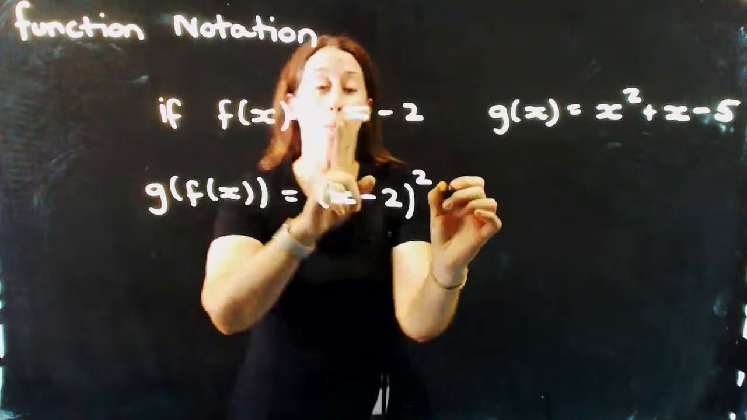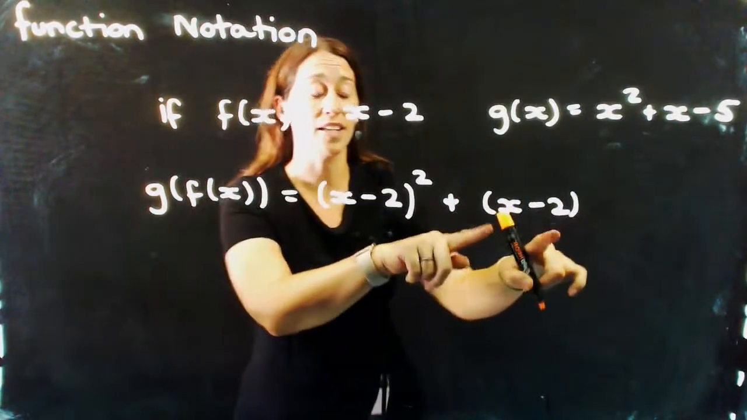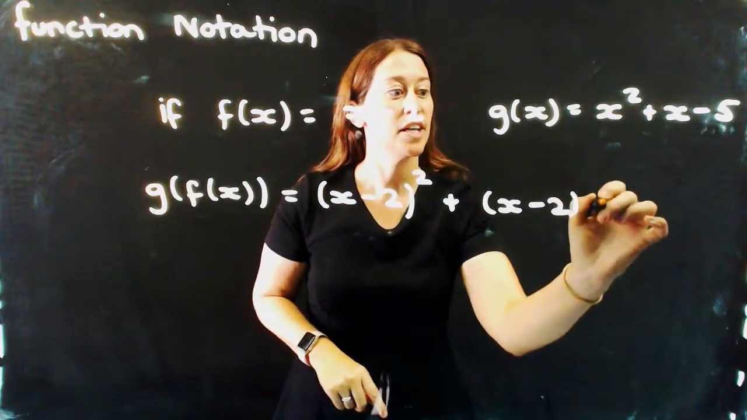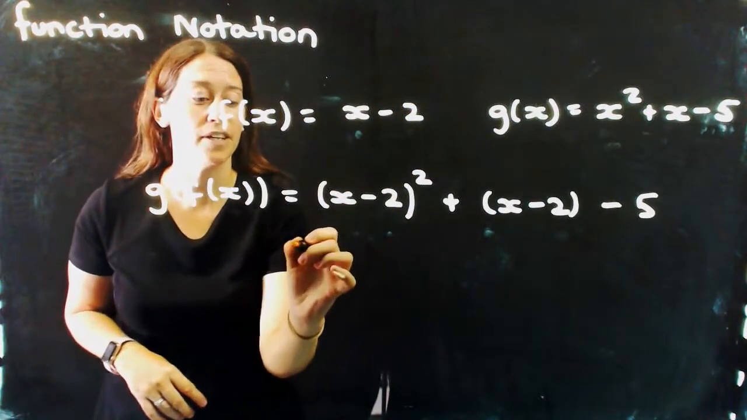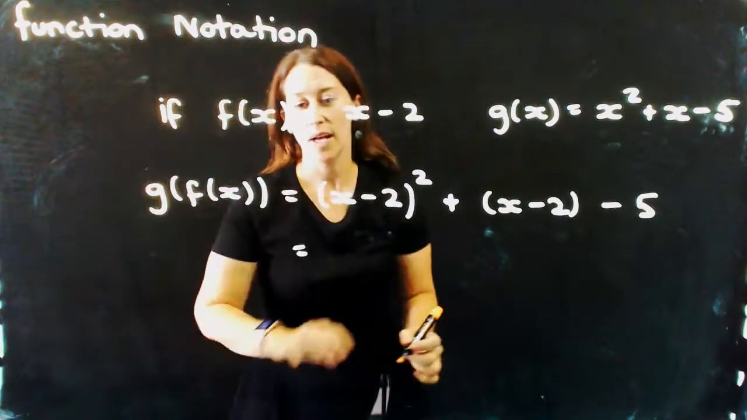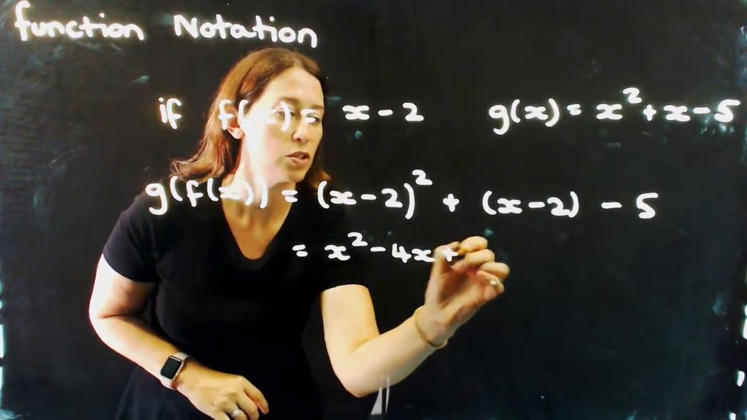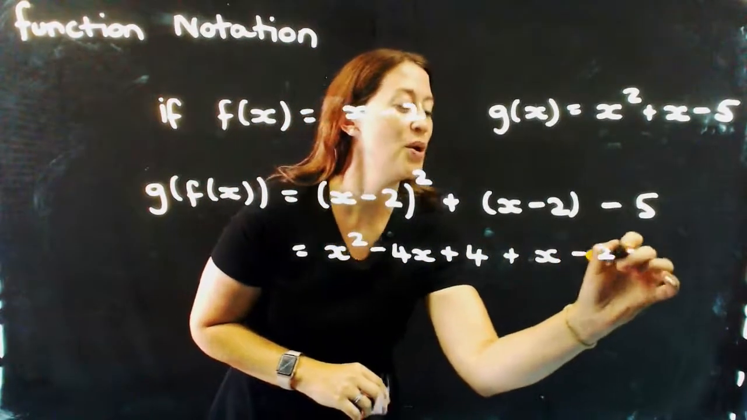So that's x squared plus another x. So I need to put x minus 2 there. I don't need the brackets here. I'm just putting that there so you can see that it's come from there. And I'm going to now subtract 5. I'm going to need to use FOIL to simplify this. Of course it's a perfect square, so it's nice and easy. You've got x squared minus 4x plus 4 for that one. And then this is plus x minus 2 minus 5.